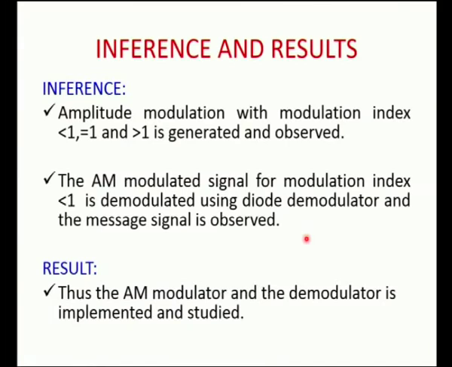So, the inferences: amplitude modulation with the modulation index less than 1, equal to 1, and greater than 1 is generated and observed. The AM modulated signal for modulation index less than 1 is demodulated using the diode demodulator, and the message signal is observed. Finally, the result: thus the AM modulator and demodulator is implemented and studied. This completes the study of AM modulation and demodulation in the lab.